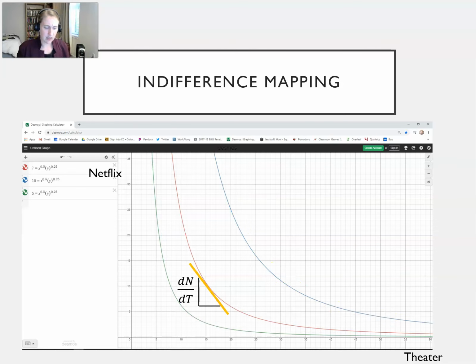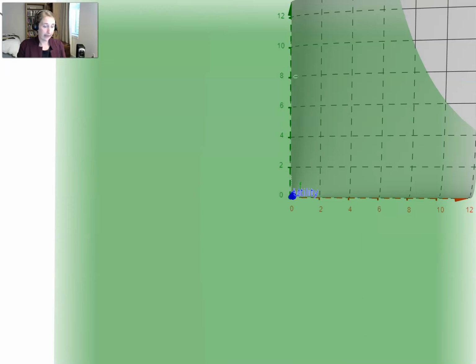And then what they ended with was that the marginal rate of substitution is equal to the slope of that line. And just as a reminder, the slope is the rise over run. The rise, the change in the number of Netflix movies watched, by the run, the change in the number of movies watched in the theater. Okay, but what exactly are those indifference curves? I want to try to do some fancy graphing to give you a better sense of what that is.